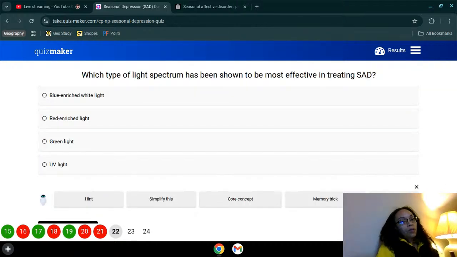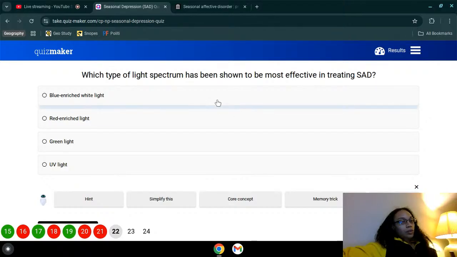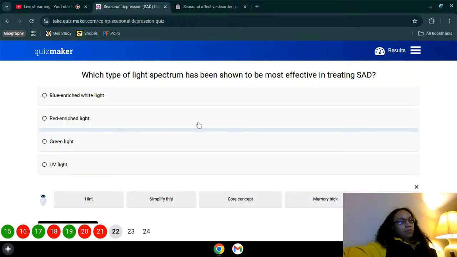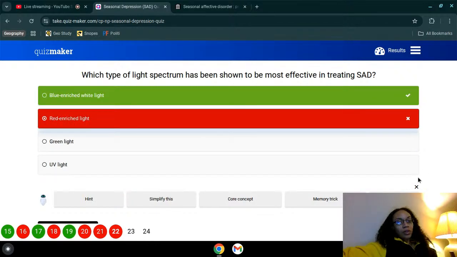Which type of light spectrum has been shown to be most effective in treating SAD? Blue enriched white light, red enriched light, green light, UV light. I don't know. Is it red enriched? I think it's blue enriched. Ooh, I don't know. I don't think it's UV. I don't think it's green. I think it's blue enriched.